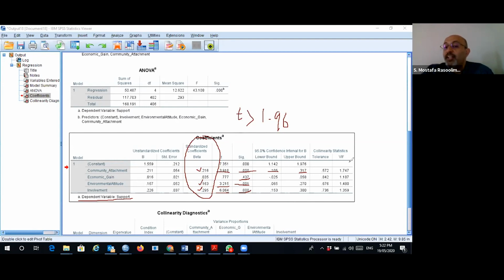Another important thing is multicollinearity VIF. Multicollinearity VIF for the first variable, community attachment, is 1.7. For the second one it is 1.18. For the third one it is 1.48. And for involvement, the last one, it is 1.35. So for all of these independent variables, VIF is lower than 5 and acceptable.